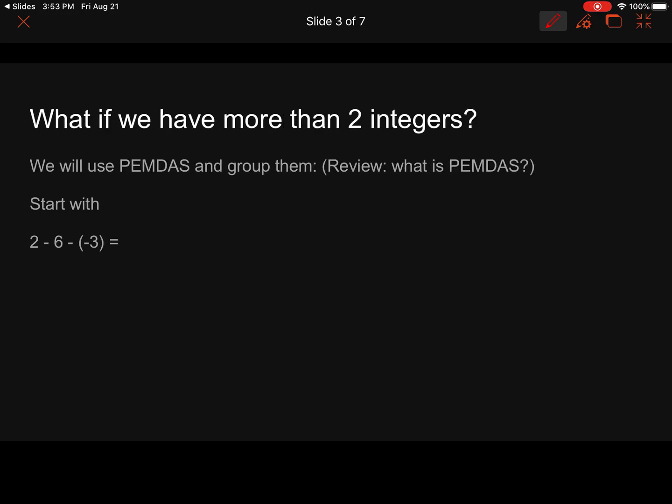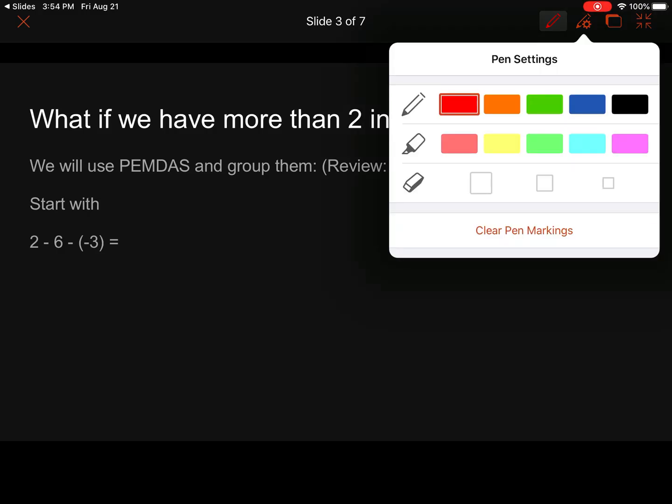What if we add more than 2 integers? Well, how many of you guys remember PEMDAS? PEMDAS is our order of operations. It stands for parentheses, exponents, multiplication, division, addition, and subtraction. So basically, we are going to group our numbers together with parentheses so that way we can better solve them.